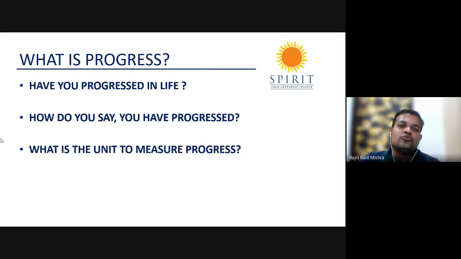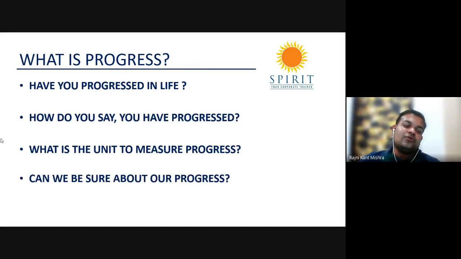The remaining 2 rupees, of course, I have earned because I did so and so work. When I went there, I did so and so work, and that is how I had these 2 rupees. So have you progressed? Yes, sir, I have progressed because earlier I had 2 rupees, now I have 4 rupees, something like that, right? So what is the unit to measure progress in itself? Do you have a unit to measure progress? That is something that we will discuss. To my experience, I have been able to find out a unit, which of course I will discuss in the slides to come. And next is, can we be sure about our progress?